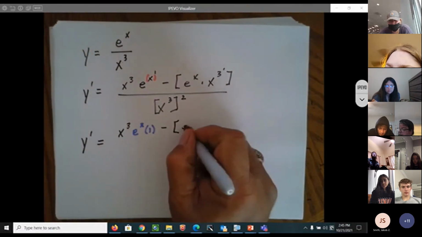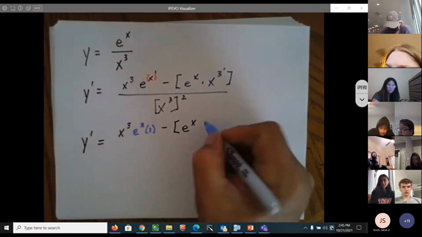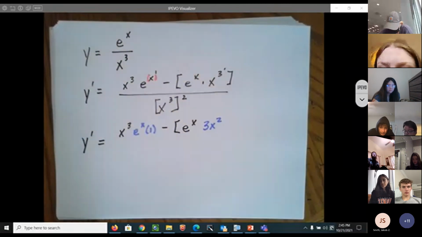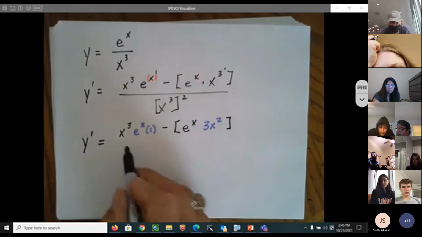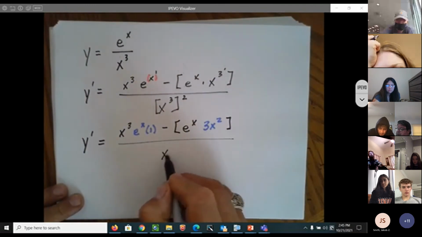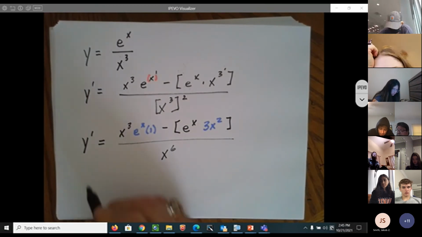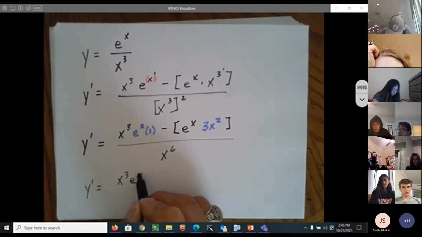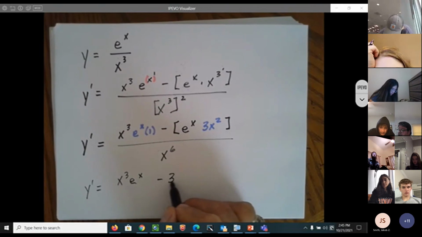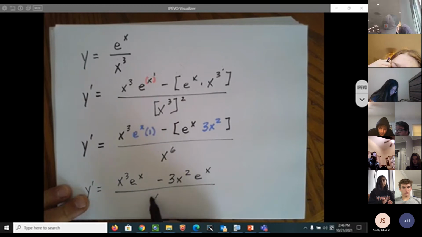e to the x times 3x squared, all over x to the 6th. y prime is equal to x to the third e to the x minus 3x squared e to the x over x to the 6th.